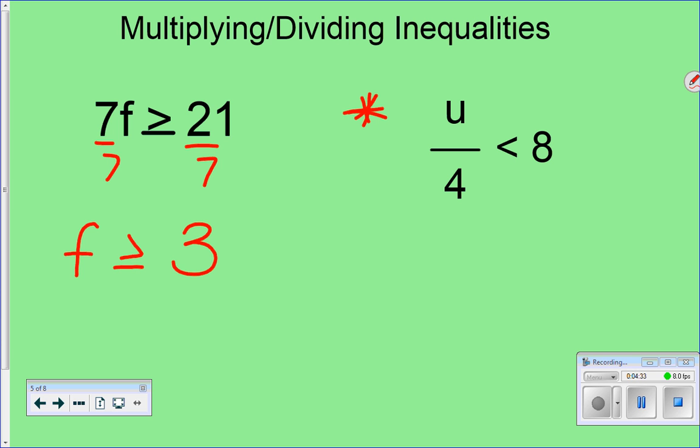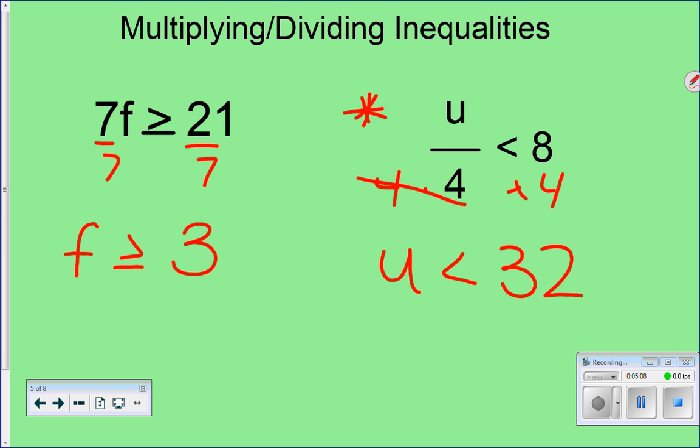We did do this last year. And then over here, if I have u divided by 4 is less than 8, what am I going to do to get rid of that 4? I'm going to multiply, because what's happening in there? You're dividing, right? So I'm going to multiply by 4. Another thing the 7th graders got confused on was, what if this is negative? Do I multiply by negative 4? Do I not? Always multiply by whatever this number is, positive or negative. It does not matter. Times 4, I have u is less than 32.